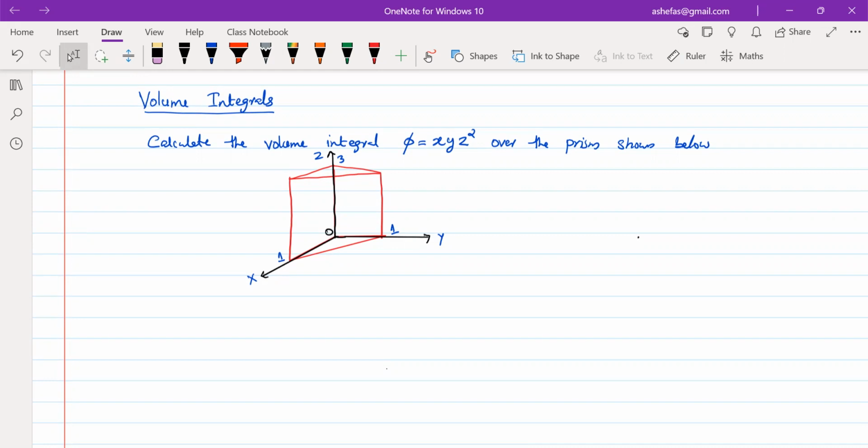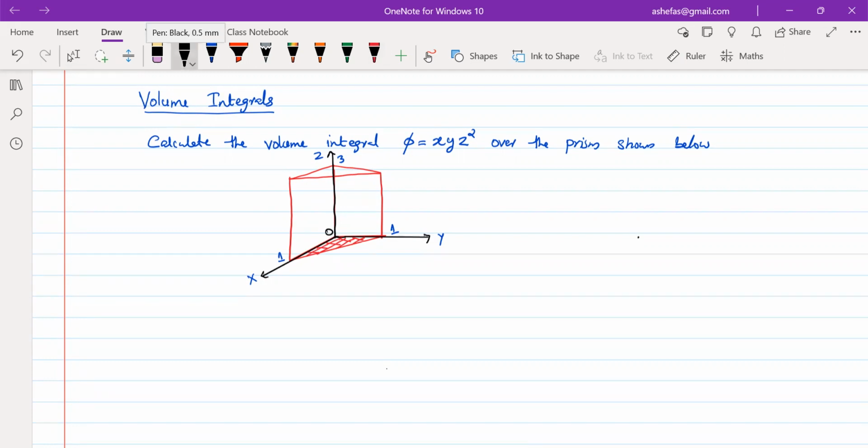But if you look at the lower area, the variation of x depends upon the value of y, or the limit of y will depend upon x, because the lower shape is not in the shape of a rectangle or cube. Therefore the limits are not independent. The limits are dependent on each other.